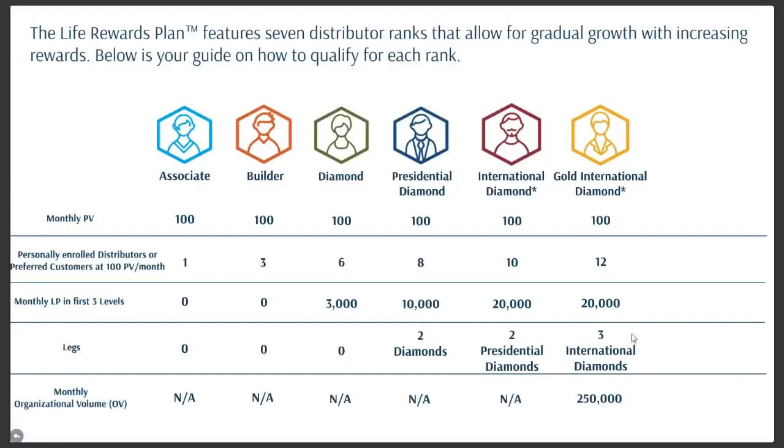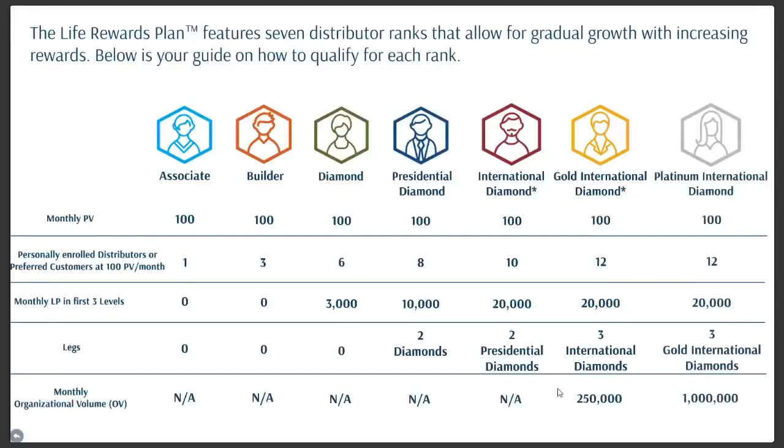One thing that I always talk to diamonds about early on is to make sure that they really are establishing at least 3 very strong leaders that are going to build organizations, because you're going to need 2 of them at least for these first 2 ranks after diamond. But by the time you get to gold, you're going to need a 3rd one. So start developing those 3 really strong leaders early on so that jumping from 2 to 3 doesn't become a choking point for you. Also, Gold International Diamond is the very first rank where we have a monthly organizational volume requirement, and that is 250,000 LP in organizational volume for that month to qualify.